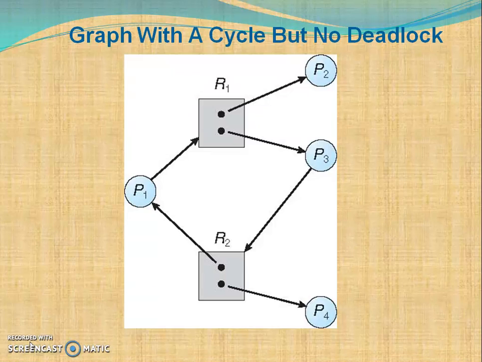First, the process P2 completes its work and releases the resource R1. Now one instance of the resource R1 is available, which can be assigned to the process P1. Now the process P1 has both the resources, so it can complete its work and release the resources R1 and R2. Now the resource R2 can be assigned to the process P3 and the process P3 can complete its work. So this resource allocation graph has a cycle but no deadlock.